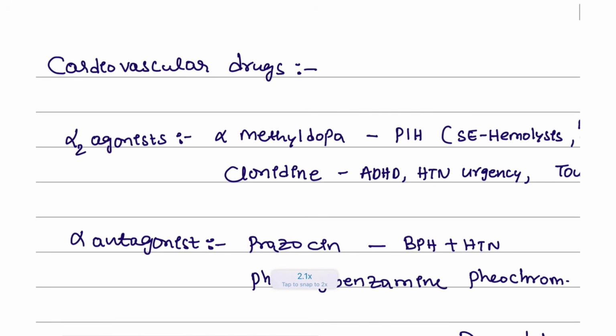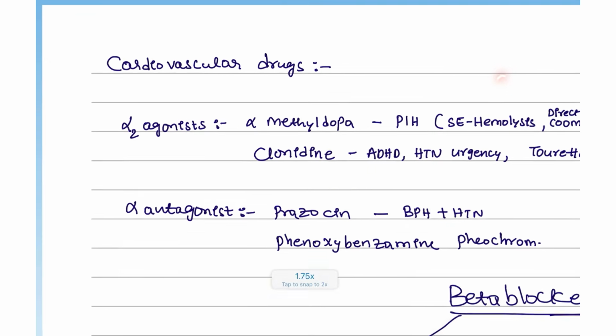So let's start the discussion. First, we are going to discuss the cardiovascular system. In the cardiovascular system, most of the drugs are included for hypertension only. So let's see one by one.